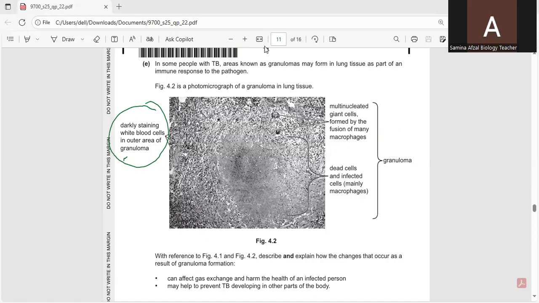White blood cells protect us against different infections. Multi-nucleated giant cells are formed by the fusion of many macrophages. These large cells merge together, fusing to make the giant cells. Dead cells and infected cells, mainly macrophages, are all collectively known as the granuloma.